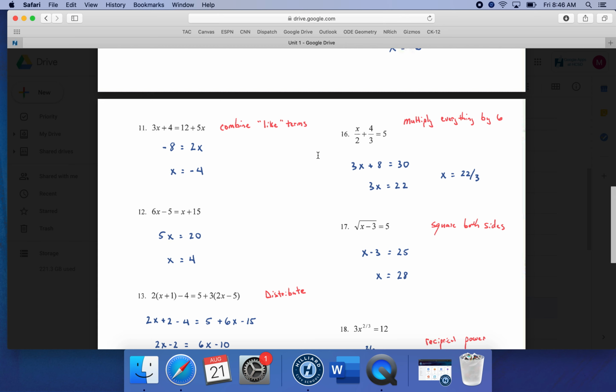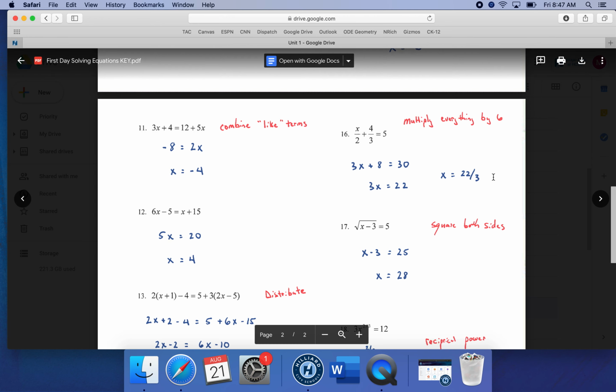Well, 6 divided by 2 is 3, and I'm left with 3x. 6 times 4 over 3, 6 over 3 is 2. 2 times 4 is 8. And then 6 times 5 is 30. And then I'm going to solve like normal. I'm going to subtract 8, and then I'm going to divide by 3. And in this case, you get a fraction answer, which is nothing wrong with that.